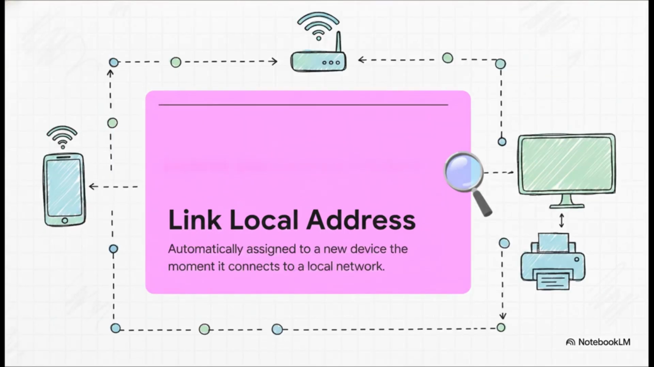And then we have the link local address. You probably experience this one almost every single day. When you bring a brand new smartphone home and punch in your Wi-Fi password, the router automatically assigns a link local address to that phone. It's basically this instant digital handshake that allows your new device to seamlessly start communicating with your smart TV or wireless printer on the same network.